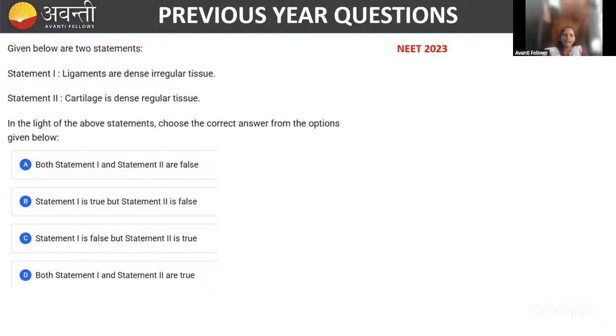Here the statement 1 and 2 are there. This we studied in loose connective tissue, right? Okay. Statement 1, ligaments are dense, irregular tissue. Statement 2, cartilage is a dense, regular tissue. Okay, now you have to answer whether both the statements are correct, whether one statement is correct, and all the things. I will launch the poll.